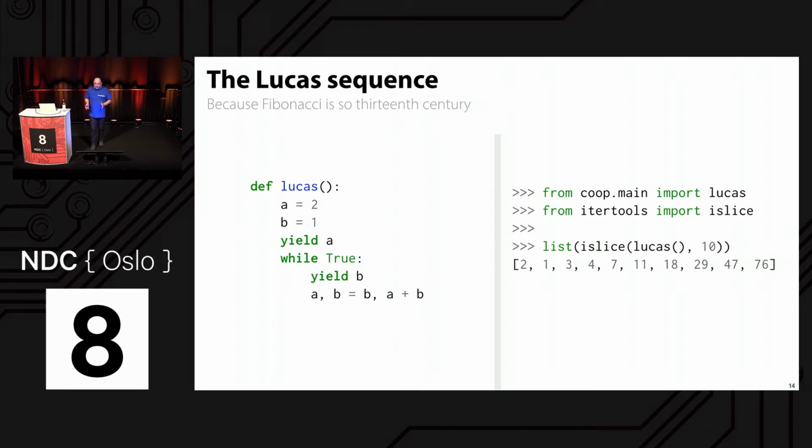On the right here, I'm importing that function. I'm also importing a thing called islice, which is like take. It just takes a certain number of items from a sequence and converts those into a list. So I'm taking the first 10 Lucas numbers. There we are. Okay. Now, there's no concurrency or anything going on here. I just need some code that's going to do some work. That's the only reason we have this here today.